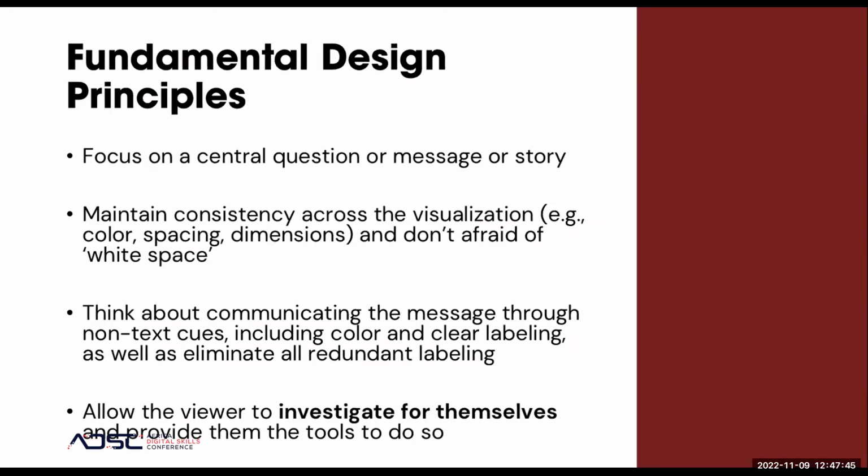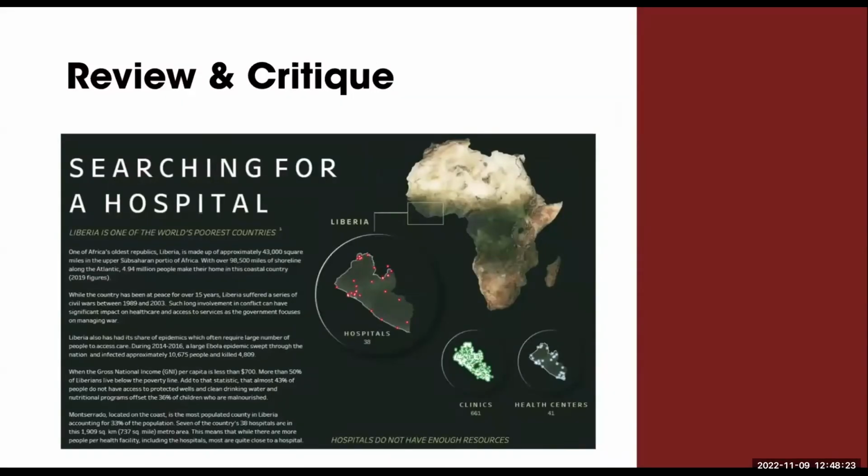The third thing is communicating the message through non-text cues, keeping the text down, right? Using color and clear labeling to help our readers understand our visualization, and eliminating any redundant labeling. You don't want to label too much. You want to label just enough. And the final thing, which I've said 4 or 5 times now: allow the viewer to investigate for themselves and provide them the tools to do that investigation in your data visualization. Big point right here, right? That's really the key takeaway.